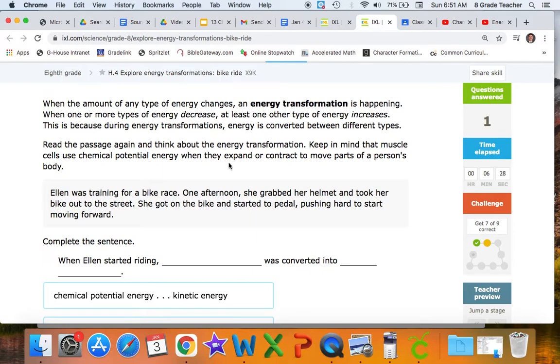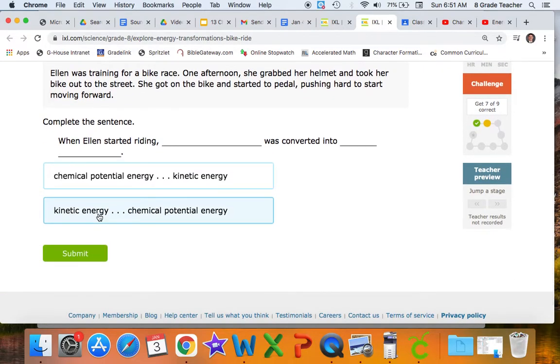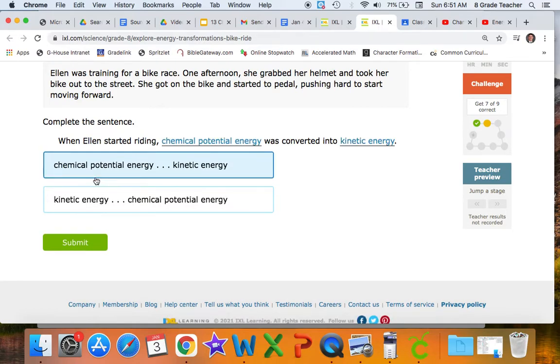One afternoon, she grabbed her helmet, took her bike out to the street. She got on the bike and started to pedal, pushing hard to start moving forward. Complete the sentence. When Ellen started riding, blank was converted into blank. Chemical potential energy was converted into kinetic energy. So she had eaten something, and the muscles in her body are allowing her to move in this way that turns into kinetic energy.